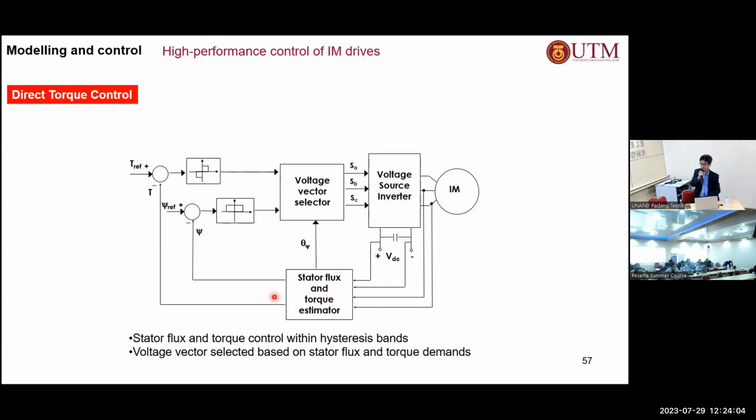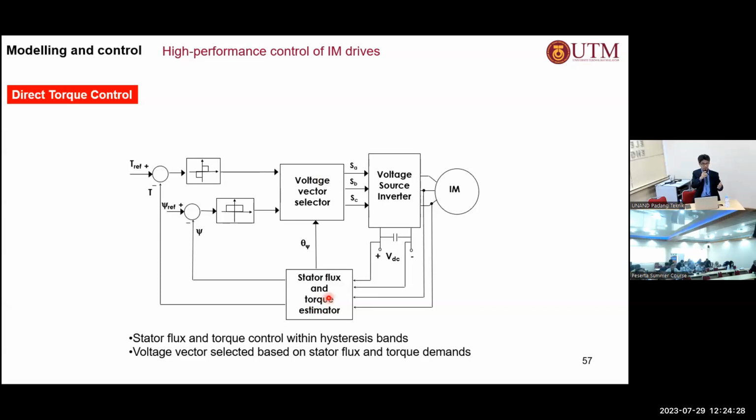And then how do you estimate the torque and the flux? You just measure the current and you just measure the DC voltage, and then you can estimate the voltage and the flux. Very simple. You don't need a frame transformation here, all right? You don't need a current controller. You don't need a modulator. You just need a lookup table, a pair of hysteresis comparators, and an estimator here. That is the simplest form of DTC.